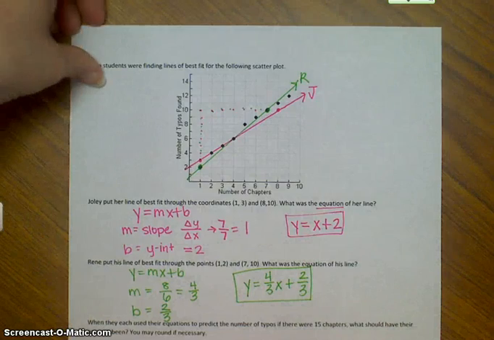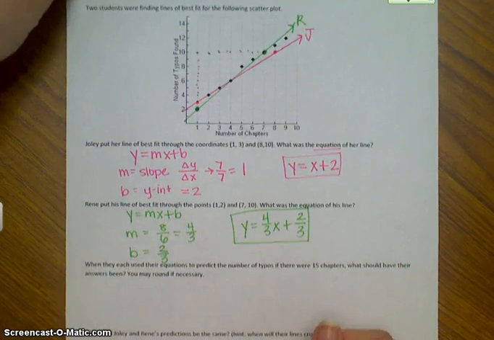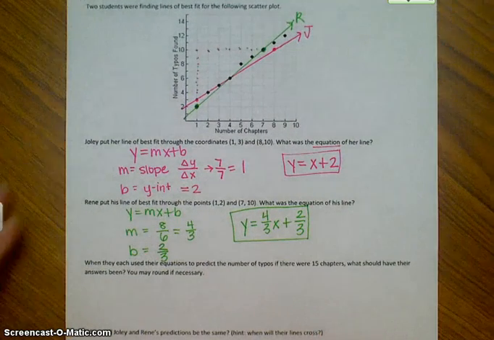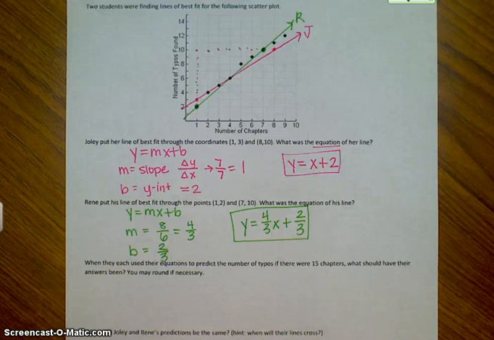Alright, so from here, I'm going to scoot it up a little bit, try to keep everything in the frame as possible. When they each used their equations to predict the number of typos if there were 15 chapters, what should their answers have been? So we may round if necessary. Let's start with Jolie.